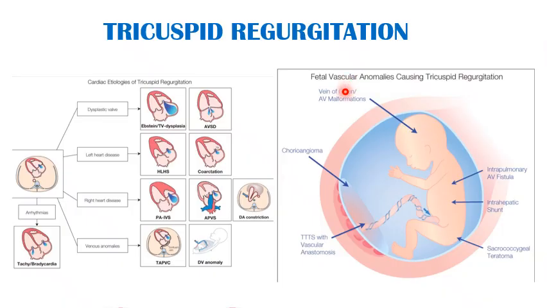Other non-cardiac causes, like we can see TR in fetal vascular anomalies like vein of Galen AV malformation, chorioangioma of placenta, TTTS with vascular anastomosis, sacrococcygeal teratoma, intrahepatic shunt, and intrapulmonary arteriovenous fistulas.